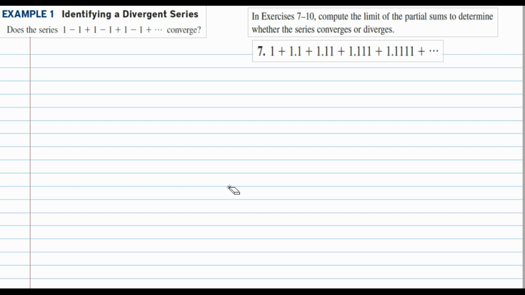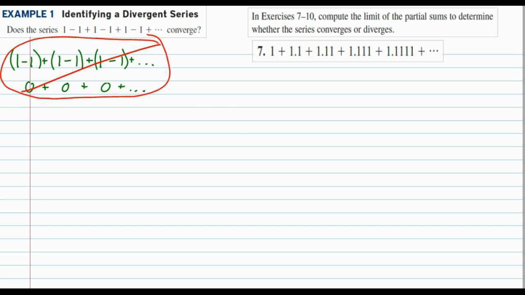So example 1: does the series 1 minus 1 plus 1 minus 1 plus 1, you get the idea, converge? Well, let's take a look at that series itself. Now you might think, oh, sweet, 1 minus 1, 1 minus 1, 1 minus 1, those are all 0. So wouldn't I get 0 plus 0 plus 0 forever, and then that would converge? Well, actually, no. Unfortunately, that does not work.